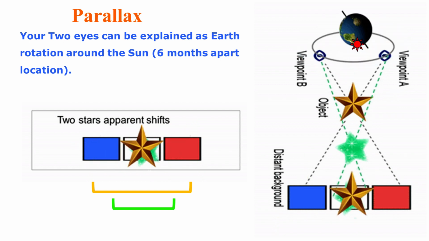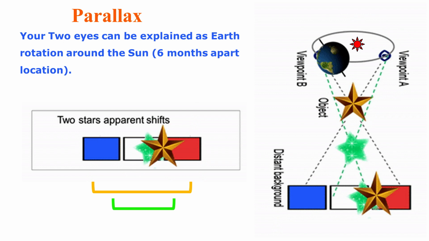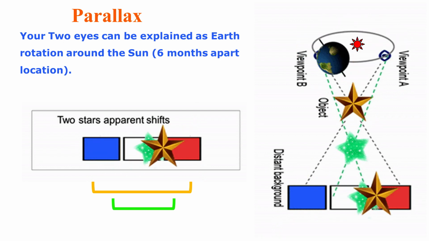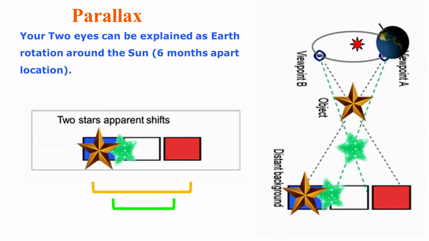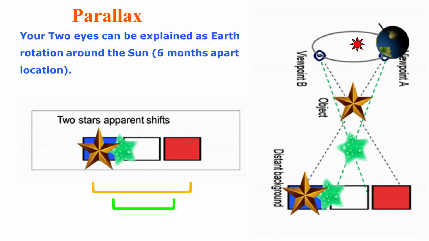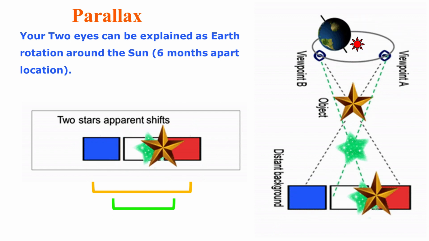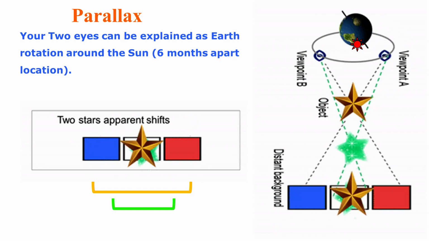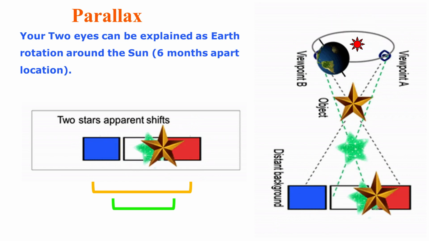Yellow star seems to shift a lot and green star seems to be shifted less, but these two stars have never shifted, have never moved. Who shifted? The Earth, the viewpoint. Due to the rotation of Earth, yellow star moves this much, green star moves that much. Yellow star is close to the Earth, green star is farther than yellow star. Parallax.